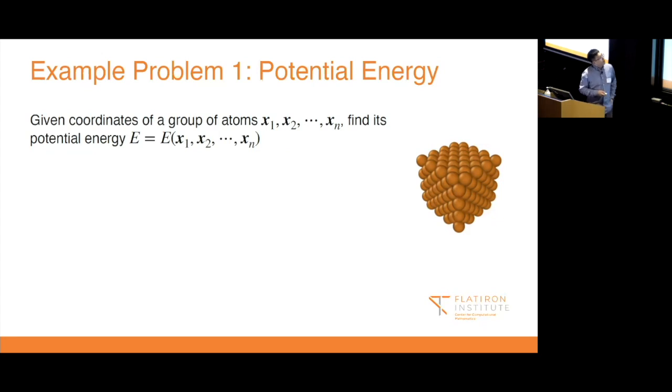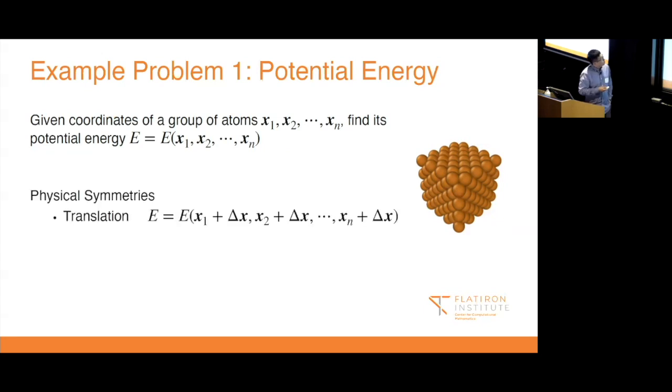Okay, but we know this potential function we are interested in has certain symmetries, and we would like to preserve those kinds of symmetries when we fit this function in our machine learning pipelines. So what kind of symmetries are we interested in? First is the translation symmetry. This is very straightforward. If you translate all the coordinates in the same direction, they should provide you the same potential energy.